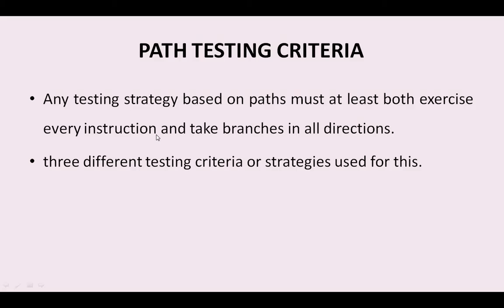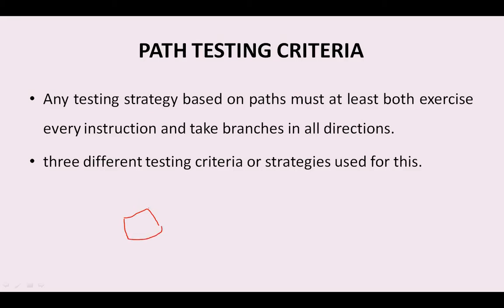Testing that is based on the paths, the execution of each and every instruction, and the execution of each and every branch in all directions, because a branch can have multiple directions. Suppose this is one kind of branching. It can be represented with the help of a decision symbol, right?